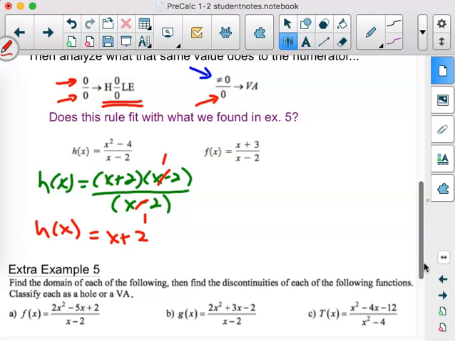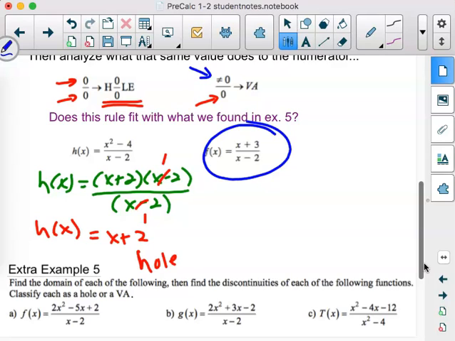So this one had a hole. But f of x, I should use a different color here. No canceling. Occasionally, somebody tries to tell me that the x's can cancel. No, they can't. That's silly.